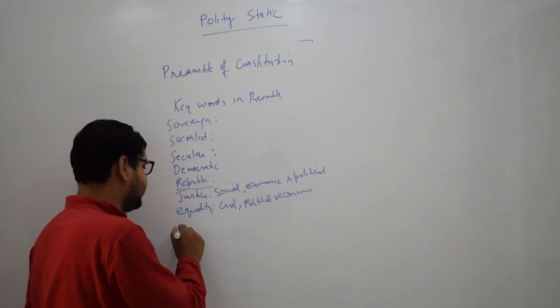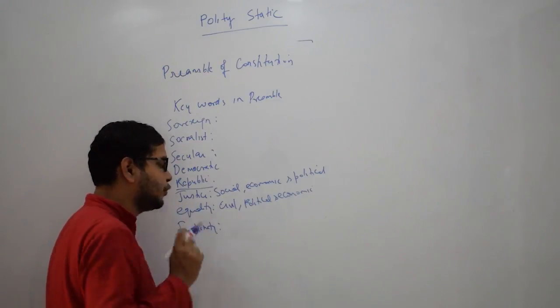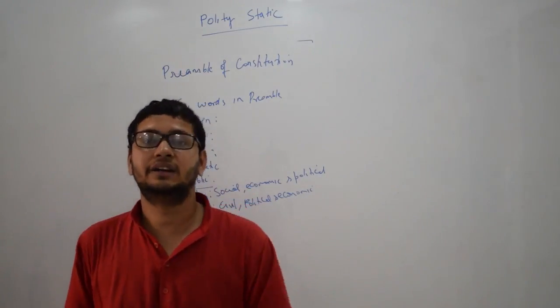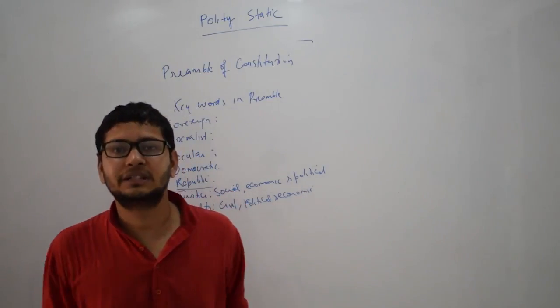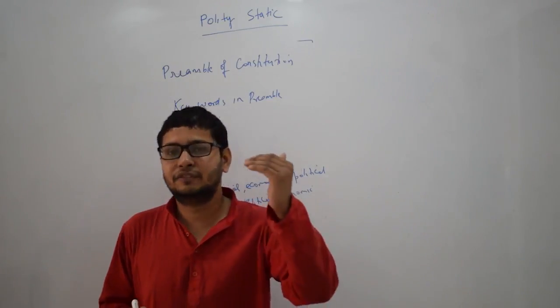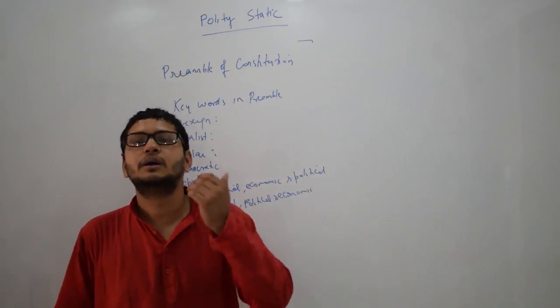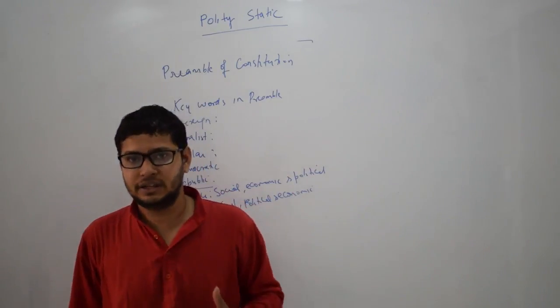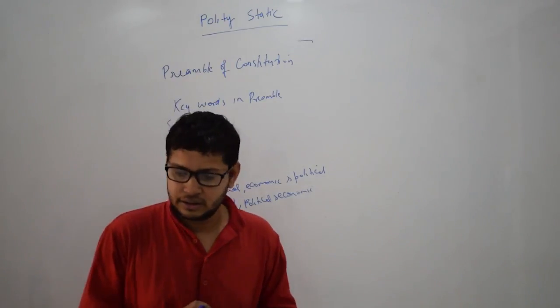Next is fraternity. If you are aware of the French Revolution, there are three words: liberty, equality, and fraternity. Fraternity means brotherhood among the people. The preamble says that though we speak different languages and have different religions and cultures, all Indians living within the territory of India are brothers. They share a feeling of fraternity, and they are all Indian, right?